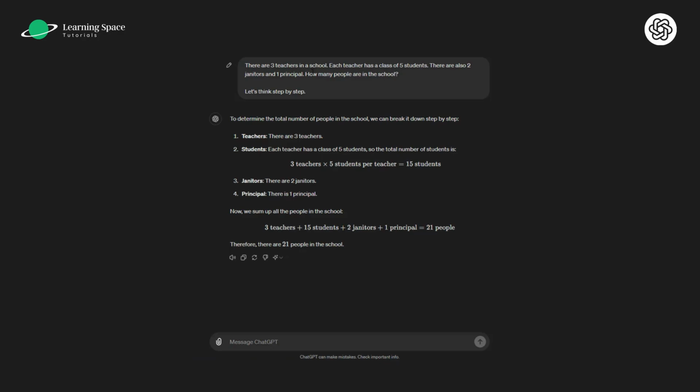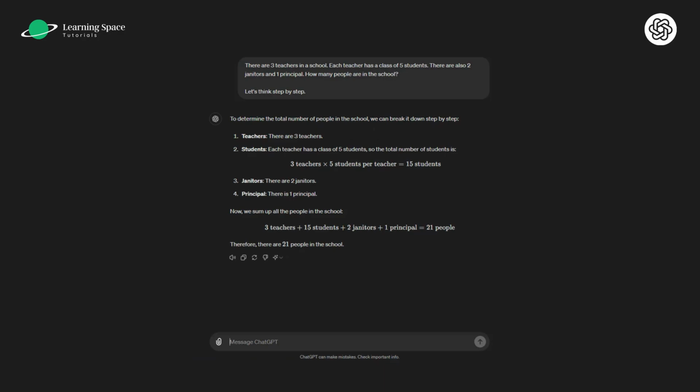There are 3 teachers in a school. Each teacher has a class of 5 students. There are also 2 janitors and 1 principal. How many people are in the school? And over here, I'm asking the AI model to think step by step. Now, it gives me an output and determines the total number of people in the school.